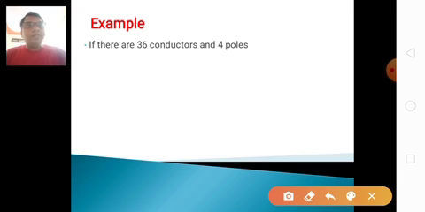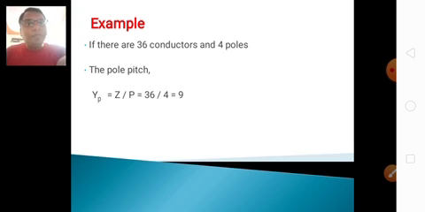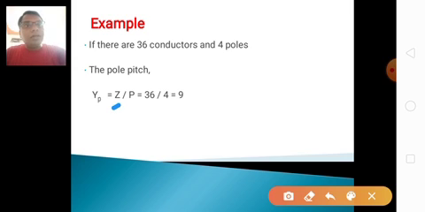Example: suppose there are 36 conductors and 4 poles. What is the pole pitch here? The pole pitch is 36 by 4, which is 9. So pole pitch is denoted as Yp equal to Z by P, where Z is the number of conductors and P is the number of poles. So Yp equals 36 by 4, which is equal to 9.